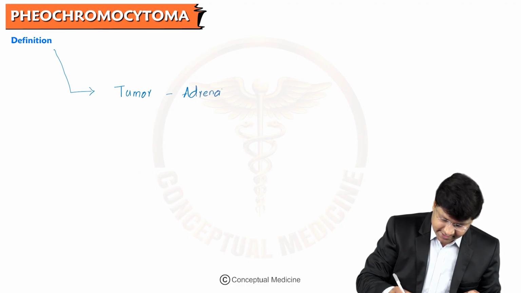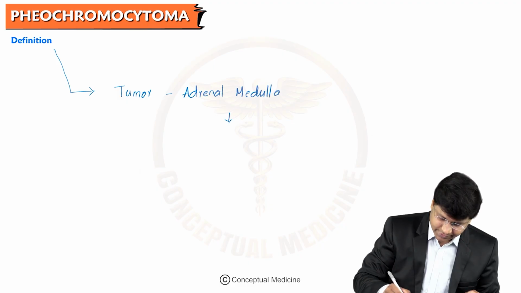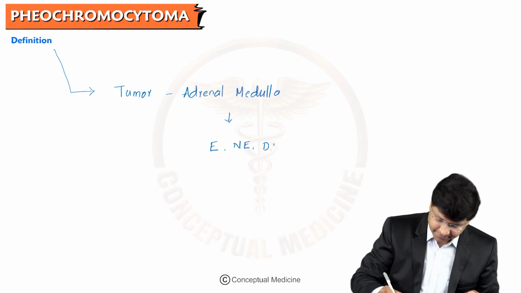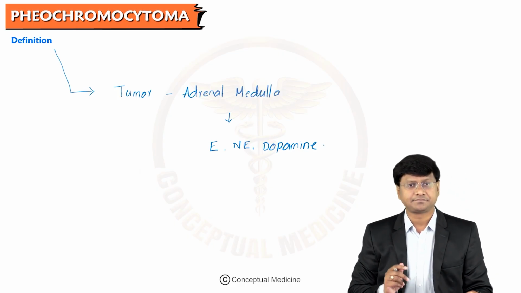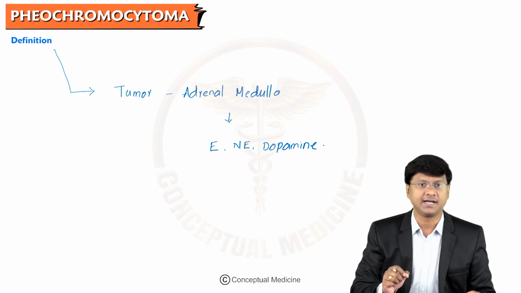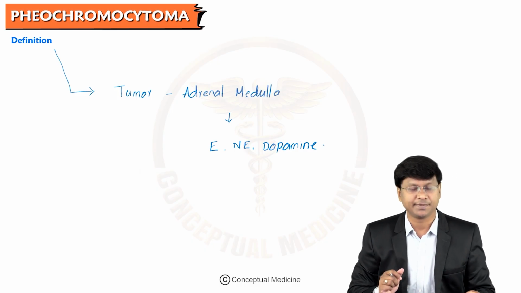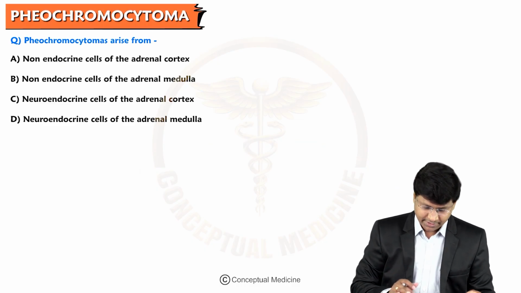And what does this adrenal medulla secrete? The adrenal medulla secretes epinephrine, norepinephrine, and as well as dopamine. So these are the hormones from the adrenal medulla. And a question that can be asked on this particular topic of Pheochromocytoma is in the following manner.